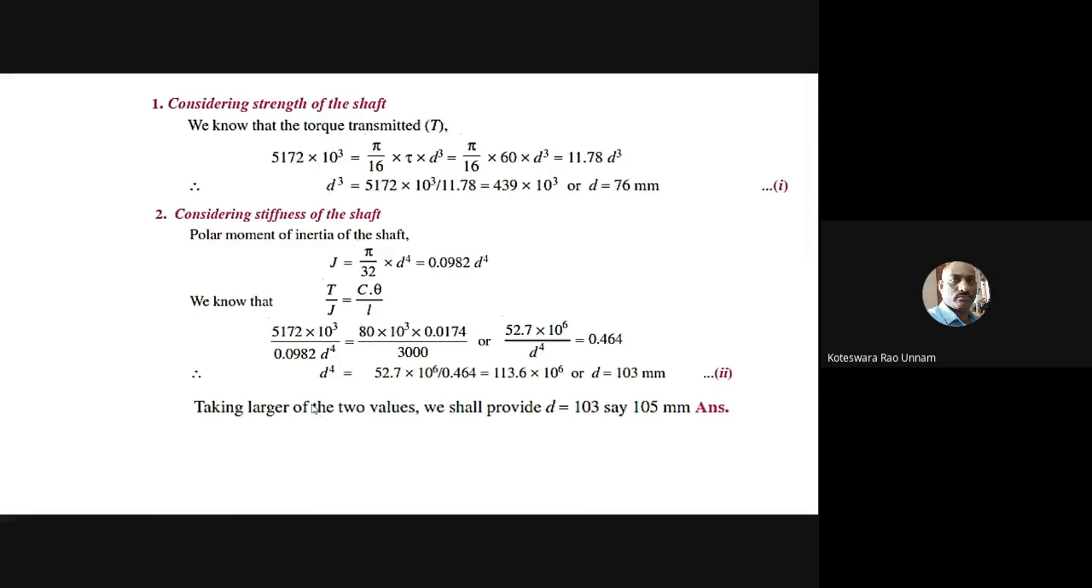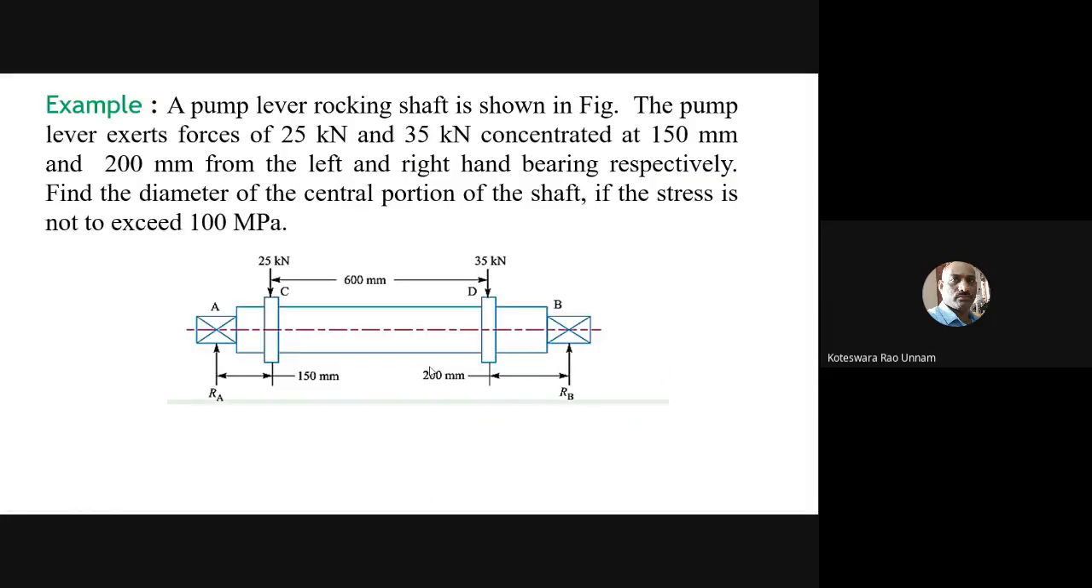Okay. So next, this is how we can derive the shaft diameter when there are two criteria. Now we'll move on to another problem. The previous problem was on twisting moment. Now this problem is on bending moment. That means we need to make use of the bending equation, which you may have studied in the mechanics of solids course.